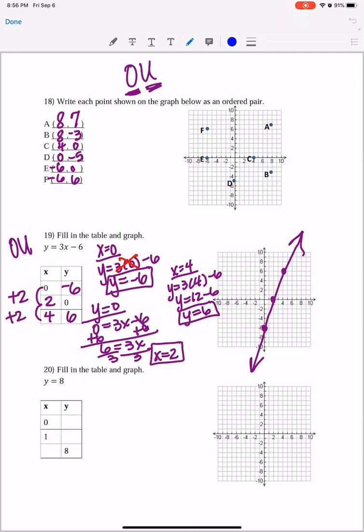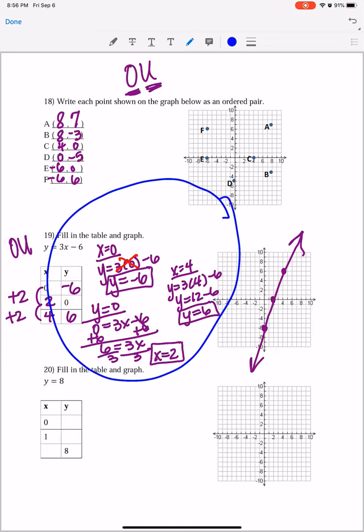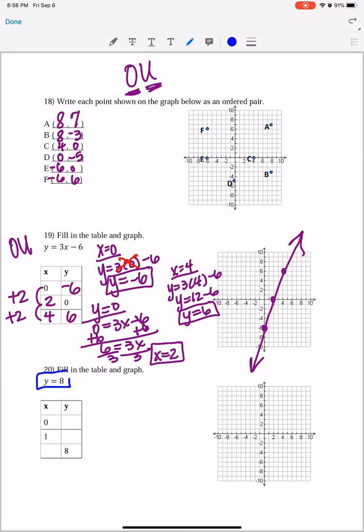20, fill in the table and graph. Okay, do you see how much work we just did for 19? You guys do better on these problems that require a lot of work than you do on problems like this that require literally no work. If y is 8, that means down this column here, everything here needs to be 8. So then, because I have no x here, that means these numbers here do not matter.